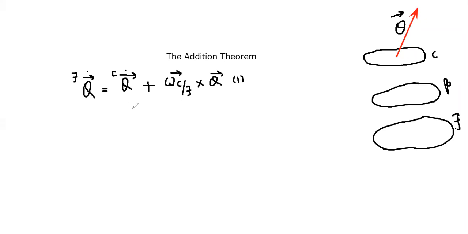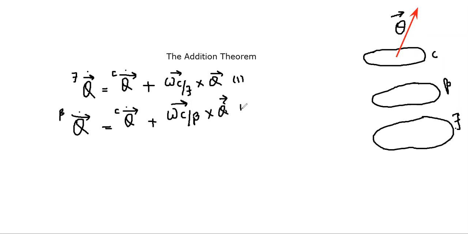In the same way, we can take the derivative of this vector Q with respect to frame of reference beta. The derivative of the vector Q with respect to the frame of reference beta is equal to the derivative of this vector Q with respect to frame of reference C plus the angular velocity of C with respect to beta, that is omega C with respect to beta, cross product with the vector Q. We'll call this equation 2.